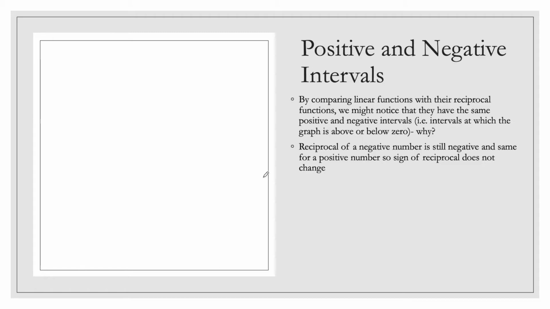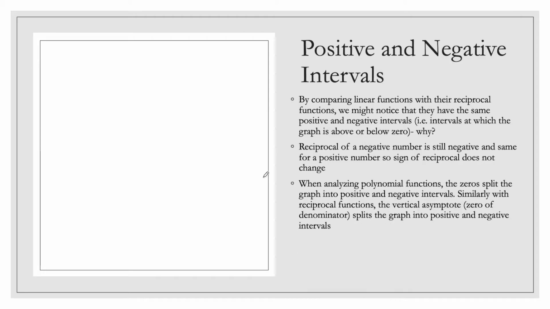So going back to unit 1, when we learned about polynomial functions, you hopefully remember that the zeros were the points that split up the graph into positive and negative intervals. So very similarly with reciprocal functions, it is the vertical asymptote, which happens to be the zero of the linear function or the denominator. These will be the points that will split the graph up into positive and negative intervals. So this makes more sense when we look at an example.